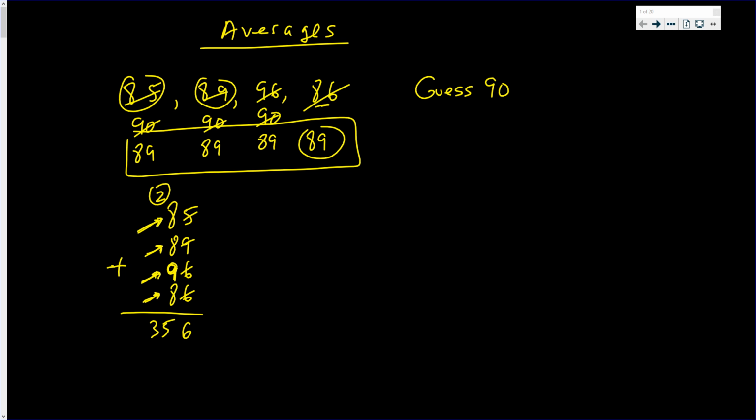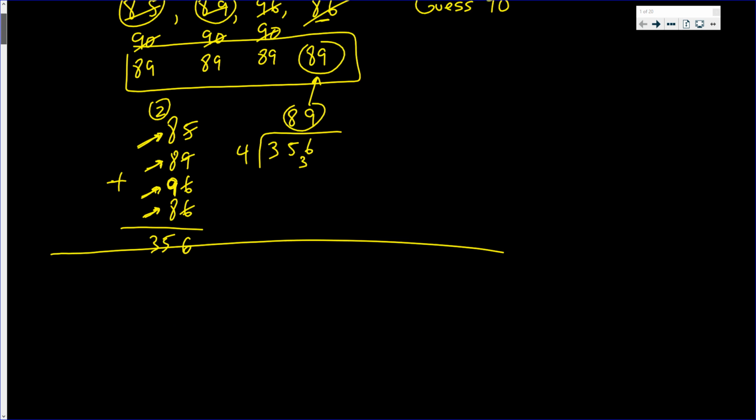How you do arithmetic, that's up to you. Divide by 4. 4 goes into 35 8 times. That's 32 from 35, which is 3 left over. 4 into 36 goes 9 times. Exactly the same answer I got using the other method.